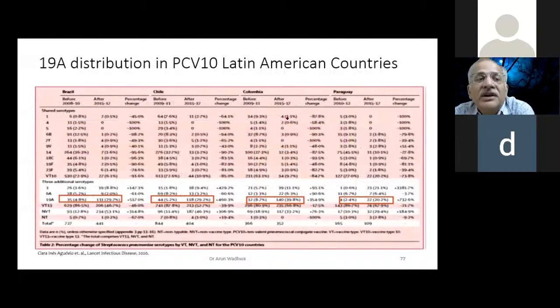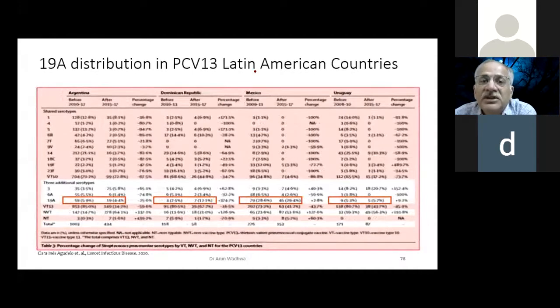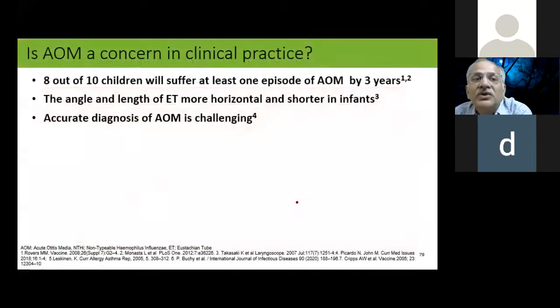Again, a very good comparative study in the Latin American countries. It shows that where PCV10 was used, in Brazil, Chile, Colombia, and Paraguay, the incidence of 19A increased by 4 times in all these countries. This is fine print, but approximately 4 to 5 times increase. On the other hand, where PCV13 was used, the incidence of 19A reduced by half in Argentina, Mexico, Uruguay. You can see it's actually a little small print, but the incidence of 19A reduced by half. And where PCV10 was used, the 19A incidence increased by almost 4 to 5 times. So obviously it was not providing you good protection.